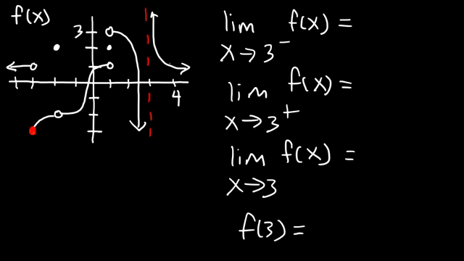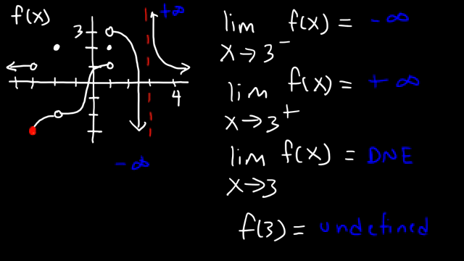So notice that at x equals 3 we have this vertical asymptote. So as x approaches 3 from the left side, notice that it goes down to negative infinity. And as we approach 3 from the right side, it goes all the way up to positive infinity. Now these two do not match, so therefore the limit does not exist. And the function value at 3 is going to be undefined.